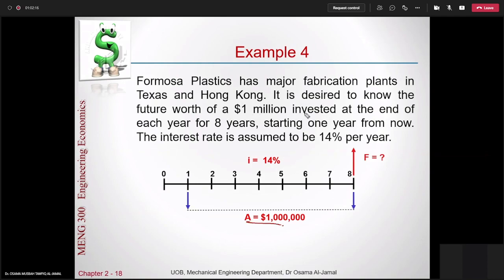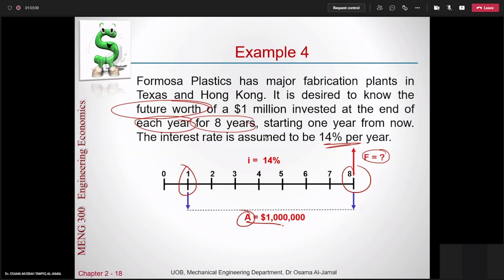The annuity is given here. It says end of each year for 8 years. This is the annuity, starting from year 1 to year 8. To find what? To know the future worth. So that future worth will be upward. Why upward? Because what we are finding here is just the equivalent of that, how much I will have at the end, at the last payment, at year 8. The interest is 14%.